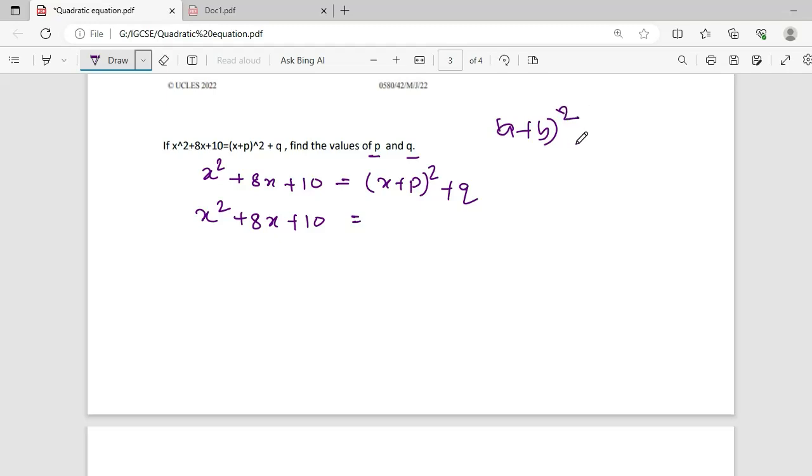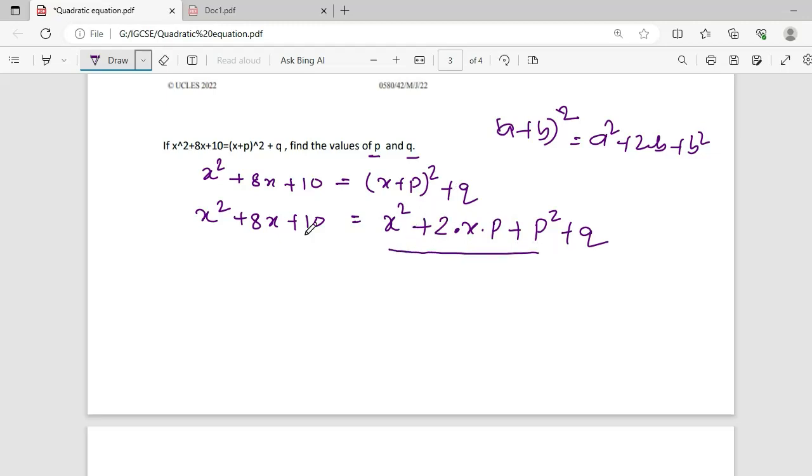So a plus b whole square is nothing but a square plus 2ab plus b square. So in this scenario I will write x square plus 2, a is x, b is p, plus p square, plus q, right? This is our expansion. Now let's write once again: x square plus 8x plus 10 is equal to x square plus 2 into p, 2p into x, plus p square plus q. Now I will compare. Since both the expressions are equal, the coefficient of each term should be equal.